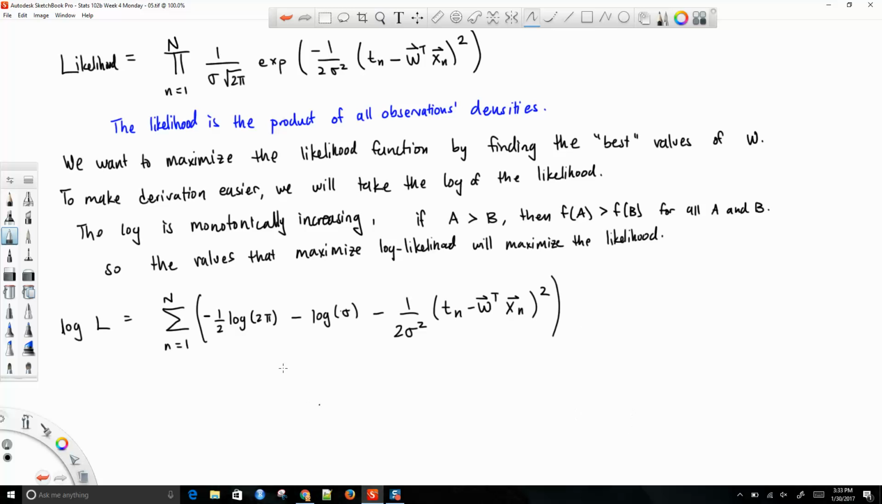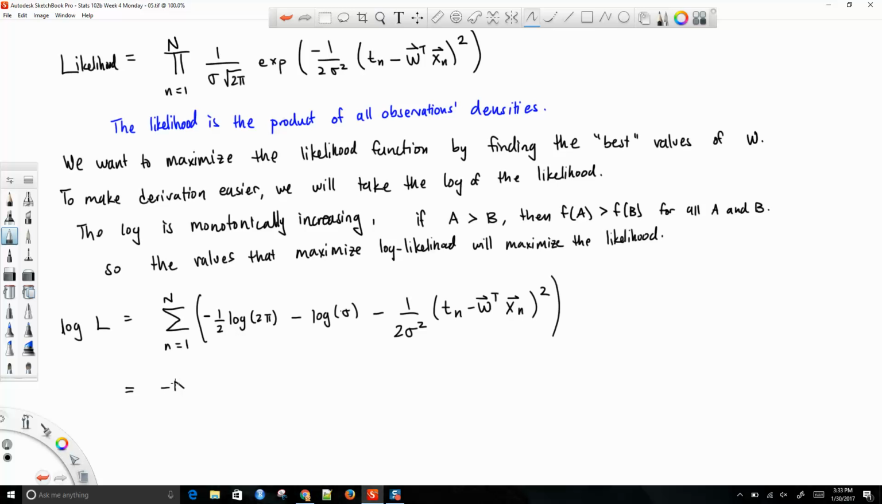Let me just make sure my math is correct. Okay, yes, that looks good to me. All right, and then if we look at this, none of these values depend on n. It's going to be the same for all n values. So this is just going to become a product.